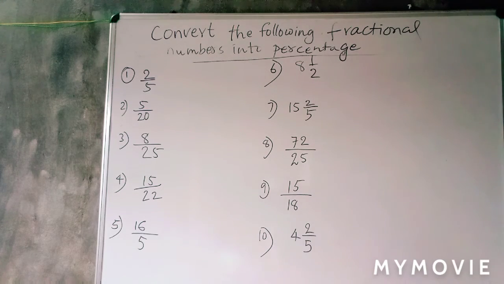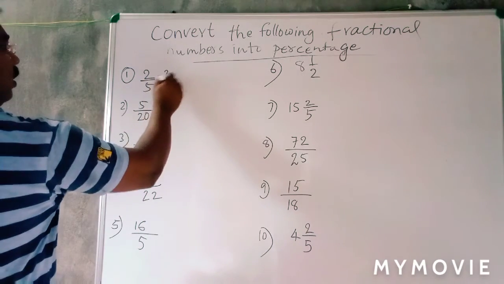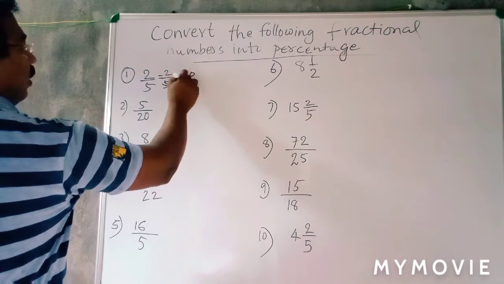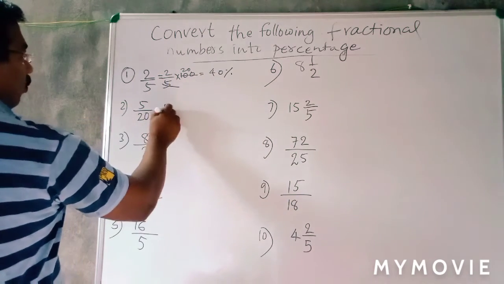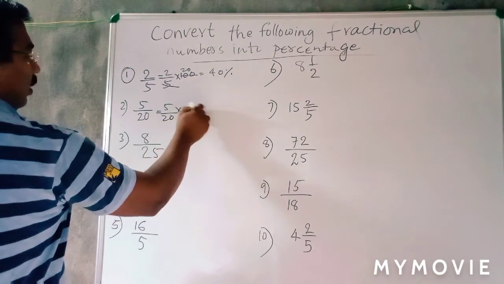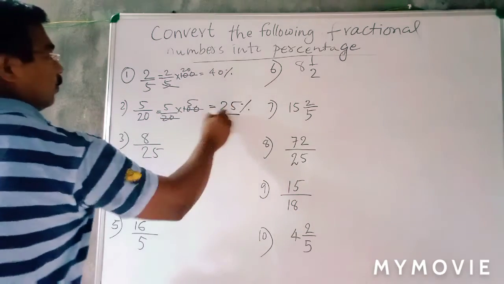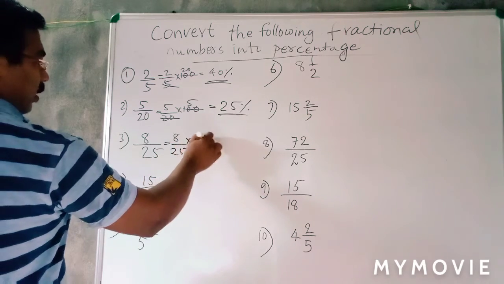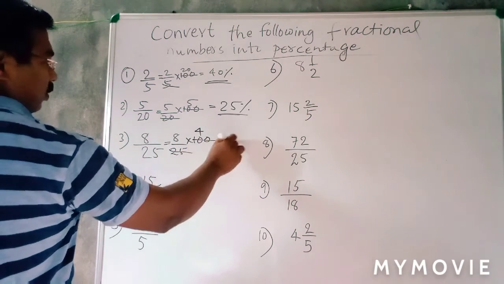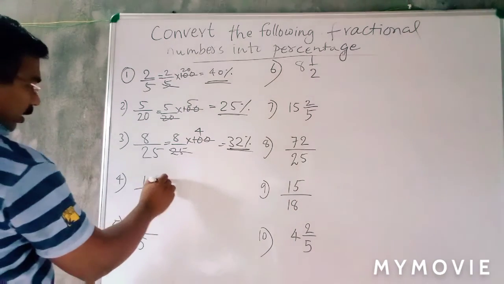The first one you see, I think you have all done the work and I am going to give the answers here. 2 by 5 into 100, cancelled here, 40%. 5 by 20 into 100, cancelled here, so 25%. Okay, here again, 8 by 25 into 100, 32% here.